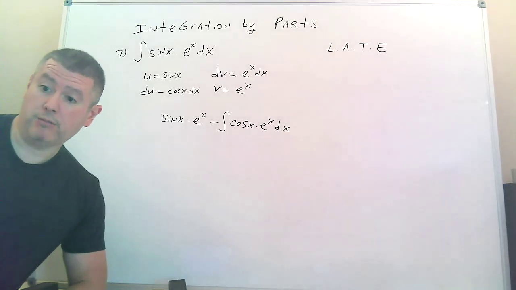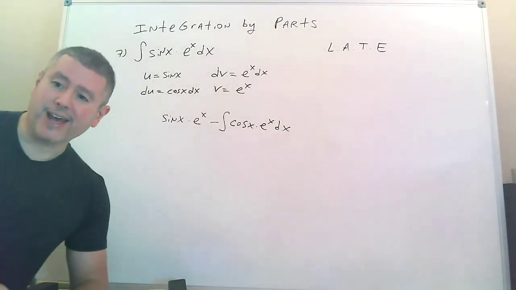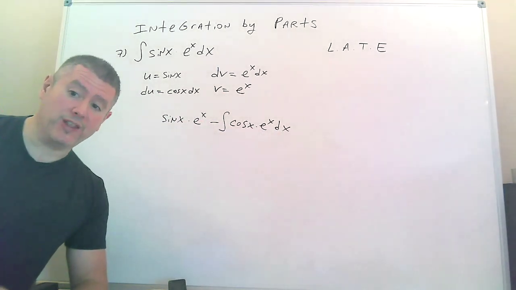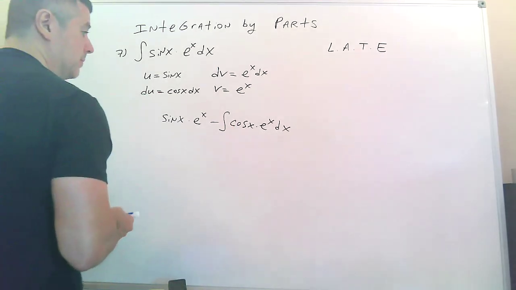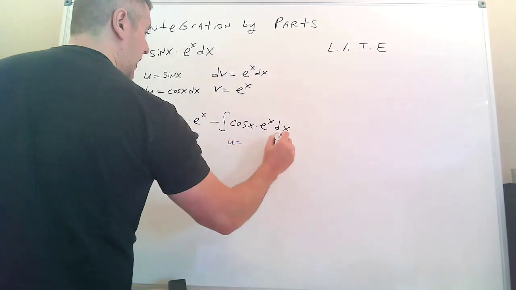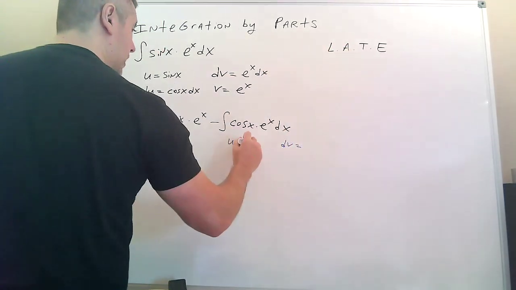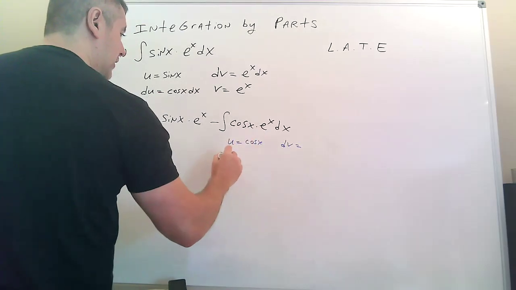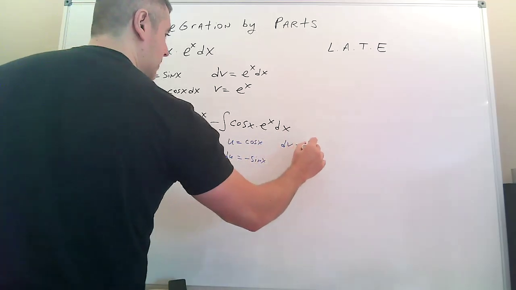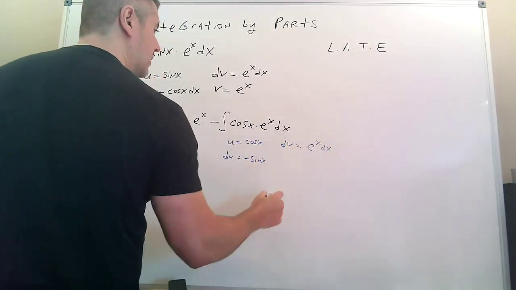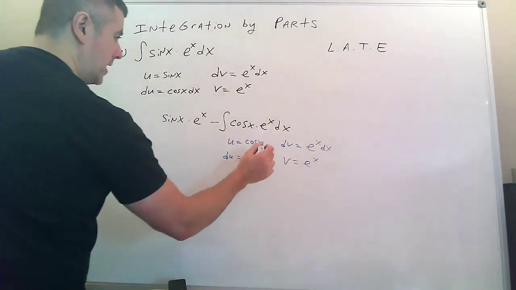So now, look at this. It's almost the same thing you started with. Oh, brother. So you have to do parts again. So once again, given a choice between the trig dude and the e dude, you got to pick the trig dude. So now the derivative of cosine is negative sine. And then everything left over was the dv. So when you integrate that, you just get e to the x. So now you're going to play the game again.